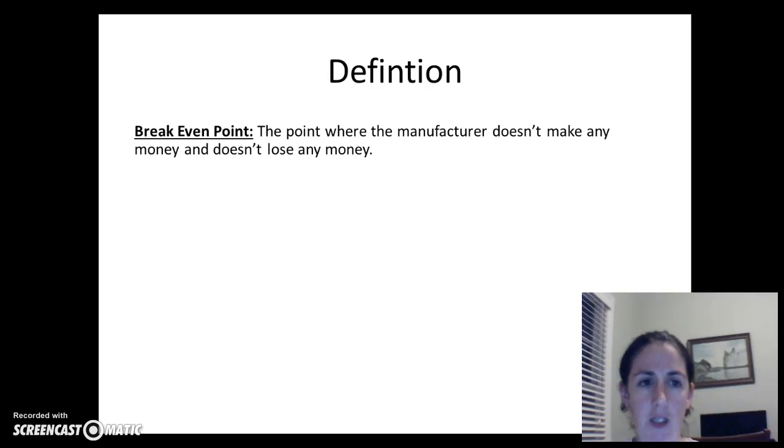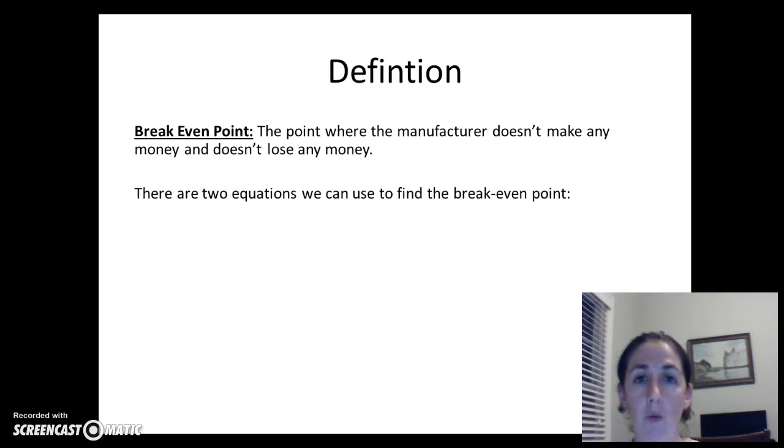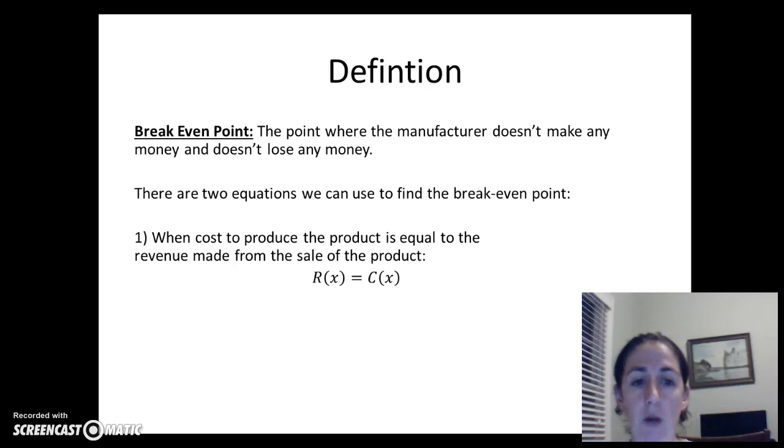Here's another definition, the break-even point. This is the point where you don't make any money, but you don't lose any money. What does that mean? That means that the exact amount of money that you spent making your product is the exact amount of money you made from selling your product. So one way of finding it is when your revenue is equal to your cost. The amount of money you made from selling completely balances the amount of money that you spent making it.